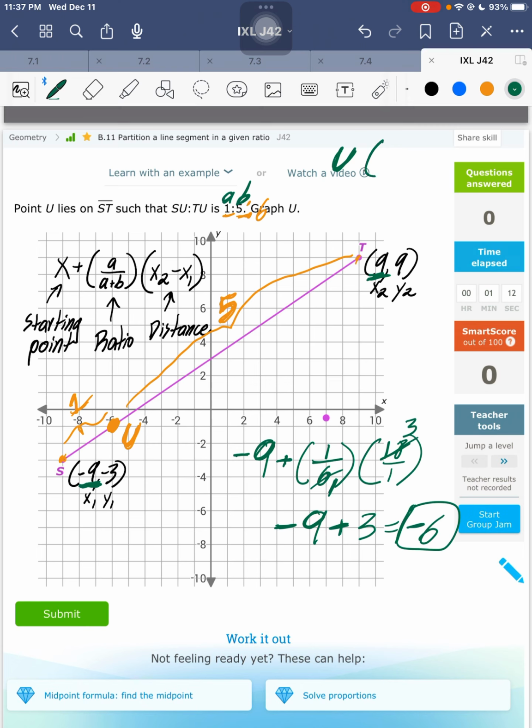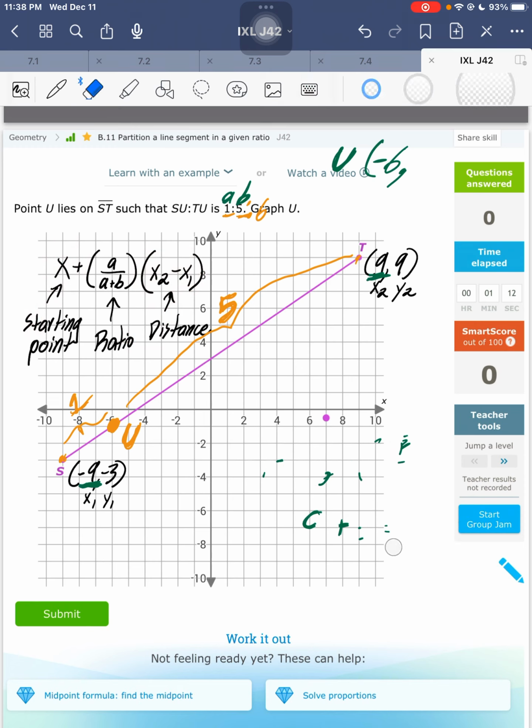So that means my U so far is -6 comma something. Now, in order to find my y coordinate, you see this x, replace it with a y. You see this x2, replace it with a y2. You see this x1, replace it with a y1. That's it. That's all you gotta do is replace it.